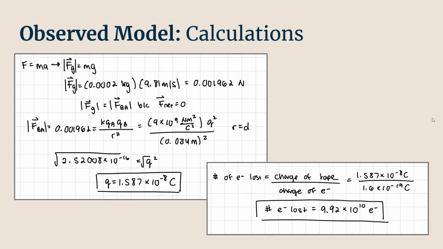As for the electrons lost, we just divided the charge of the tape by the charge of an electron and calculated it to be 9.92 times 10 to the 10 electrons.